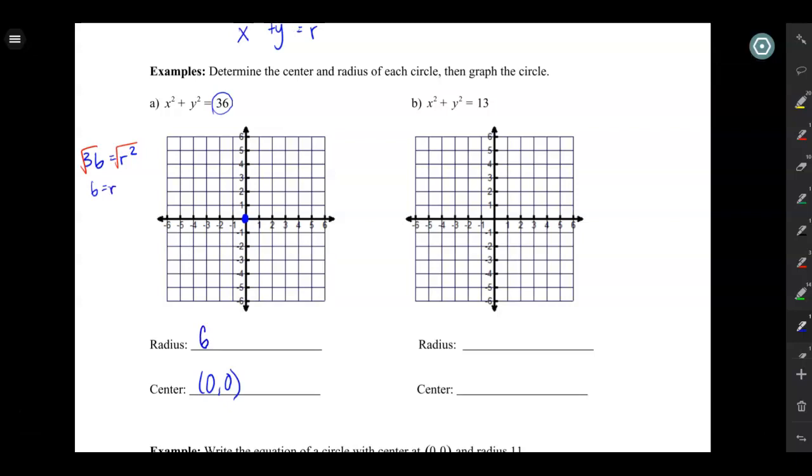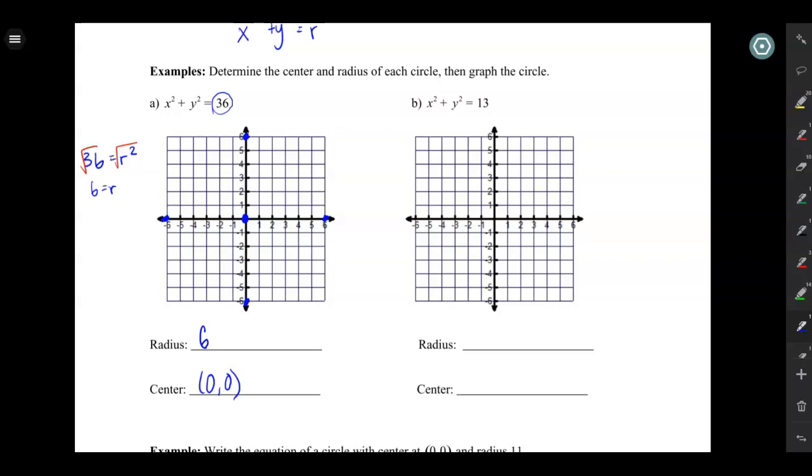Now how do I use that radius to actually draw my circle? Here's what I'm going to do. I'm going to start at my center and I'm going to go out 6 points in every direction that I can. So I'm going to go out 6 units to the right, 6 units to the left, 6 units up, 6 units down. Now notice that I'm not going to go 6 units diagonally because it's quite impossible for me to figure out exactly where 6 units would fall if I don't have the units marked out like I do when I go left, right, up, and down.